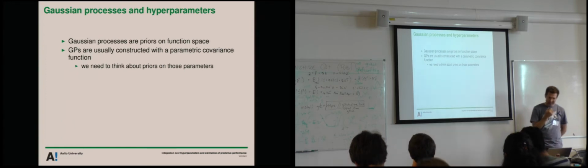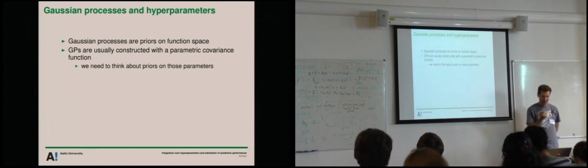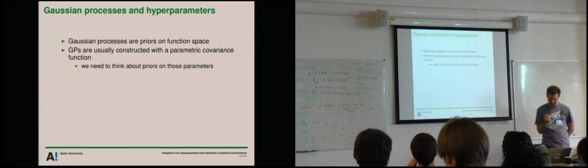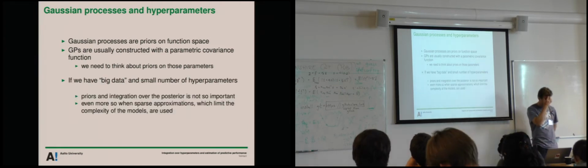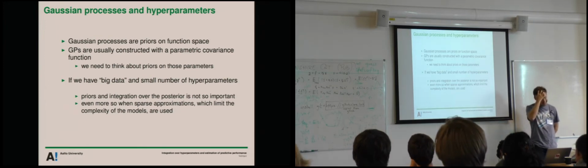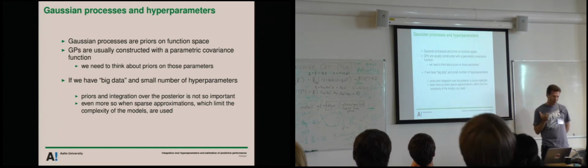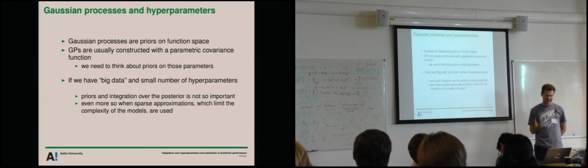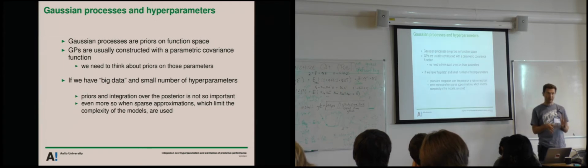So you of course know that GPs are priors on function space, but most of the time we have a parametric covariance function, and then we need to think about priors on those parameters. If we have big data and a small number of hyperparameters, then we know that when the amount of data increases, the posterior of the hyperparameters will concentrate, and eventually there's not much difference between the point estimate and integration.